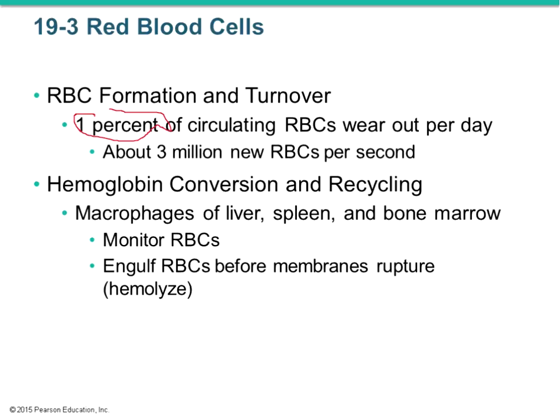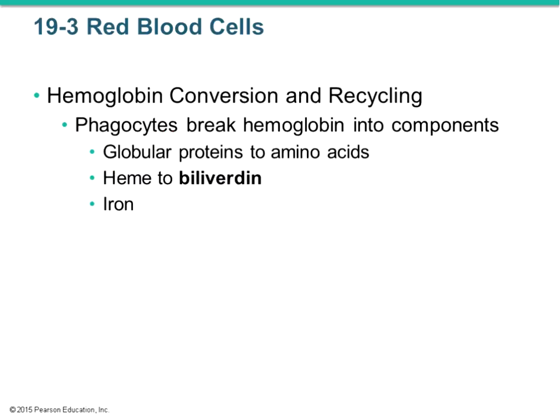So we'll take a look here at the formation of red blood cells, and then how also when you recycle, what you can do with the hemoglobin, how you can recycle and reutilize it, primarily using macrophages that sort of monitor and engulf these red blood cells before hemolysis occurs, which is when the actual cell itself ruptures, releasing all of its content. So we'll look at how that process works.